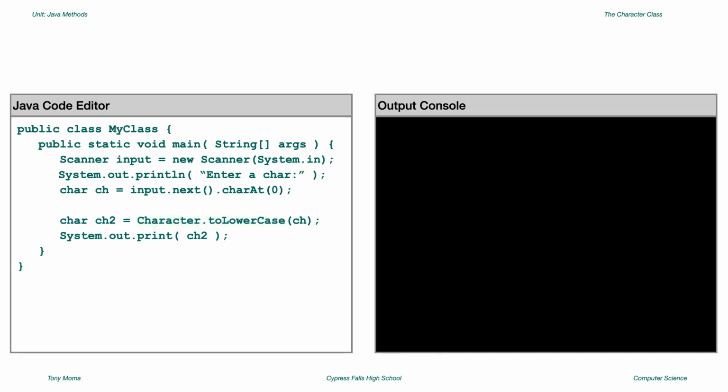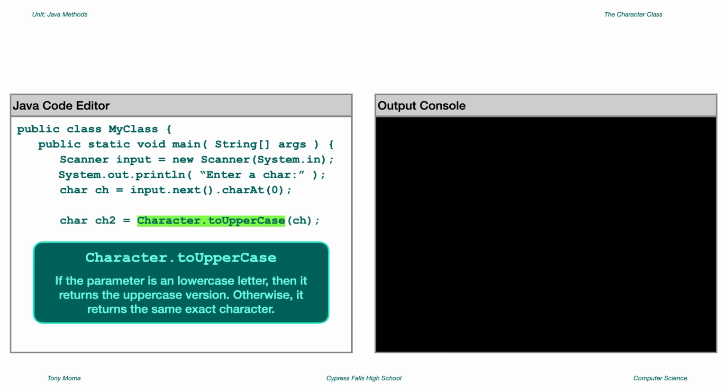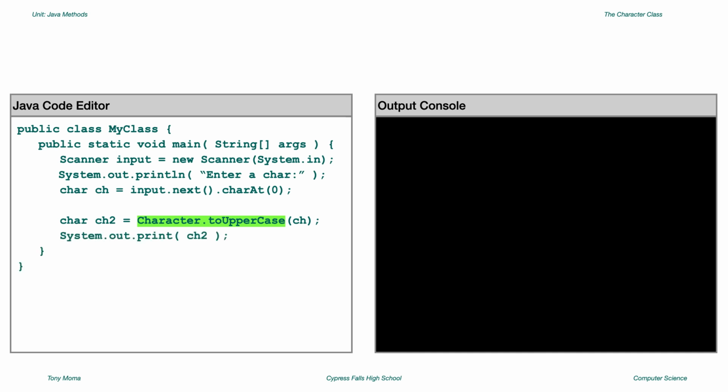Now, just as we have a Character.toLowerCase method, so also we have a Character.toUpperCase method, which if its parameter is a lowercase letter, it'll return the uppercase version. Otherwise, it'll return the same exact character. So, running the same program as we did before, but now with the toUpperCase method, if we execute it, enter a char, if I enter a lowercase n, since n is lowercase, the method will convert it to its uppercase version and store that inside ch2, giving us uppercase N for our output.